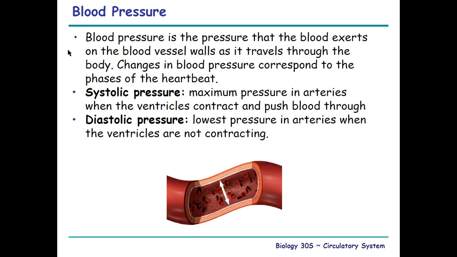All right, regarding blood pressure. Blood pressure is the pressure that the blood exerts on the blood vessel walls as it travels through the body. Changes in blood pressure correspond to the phases of the heartbeat. Okay, so first one I'm going to talk about is systolic pressure, and this is the maximum pressure in the arteries when the ventricles contract and push blood through. Okay, diastolic pressure is the lowest pressure in the arteries when the ventricles are not contracting. They're relaxing at this point.